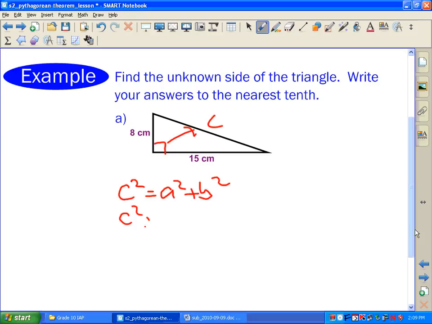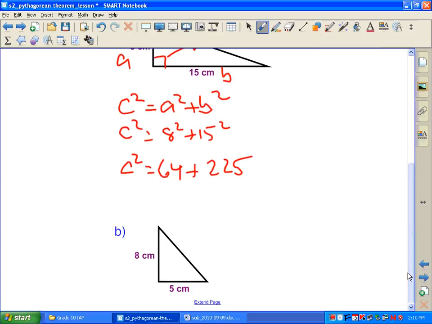So c squared is equal to a squared plus b squared. It doesn't matter which one's a and which one's b. I'll call this one a and I'll call this one b. So that's 8 squared plus 15 squared. So c squared is 64 plus 225. And now we're going to add those together, and that gives us 289.